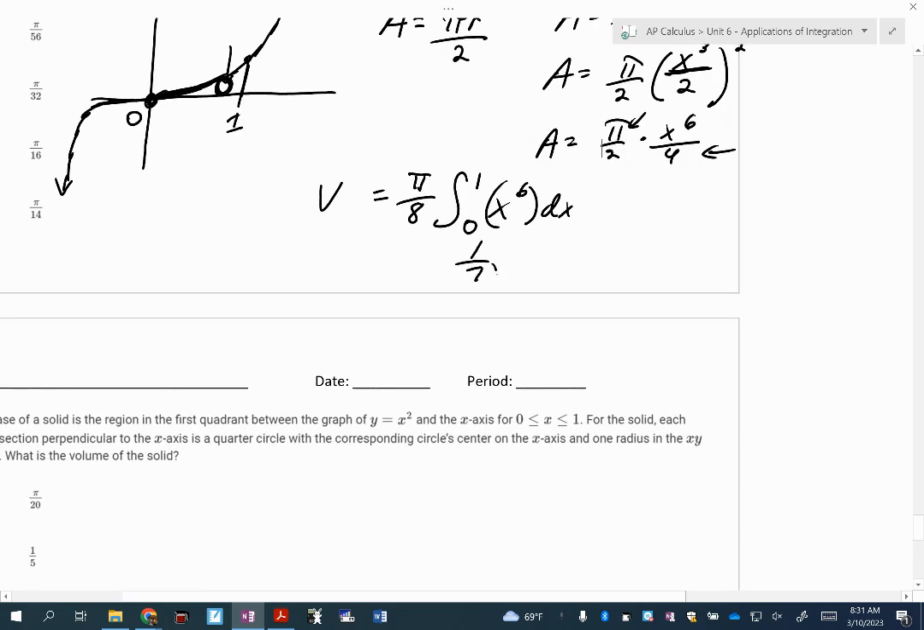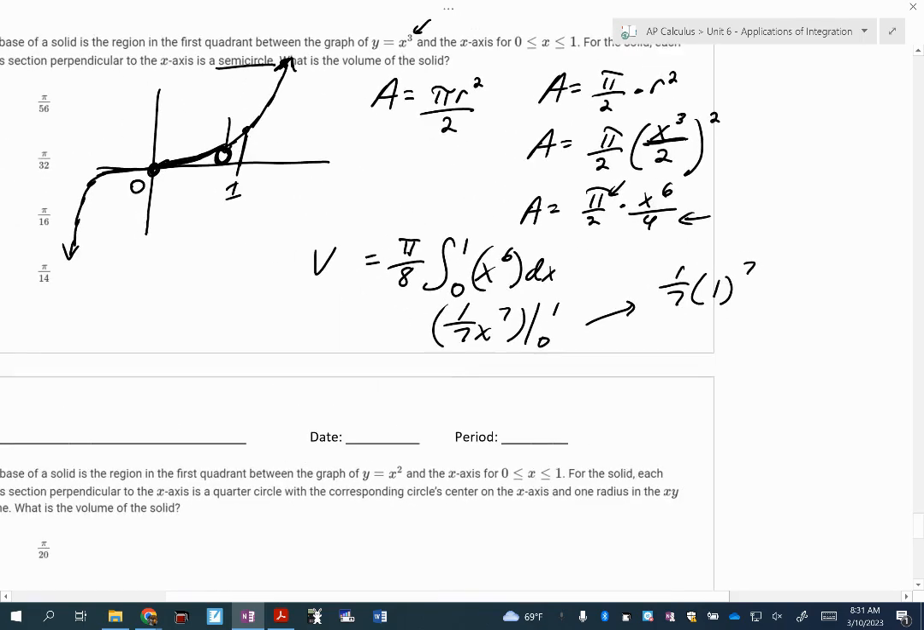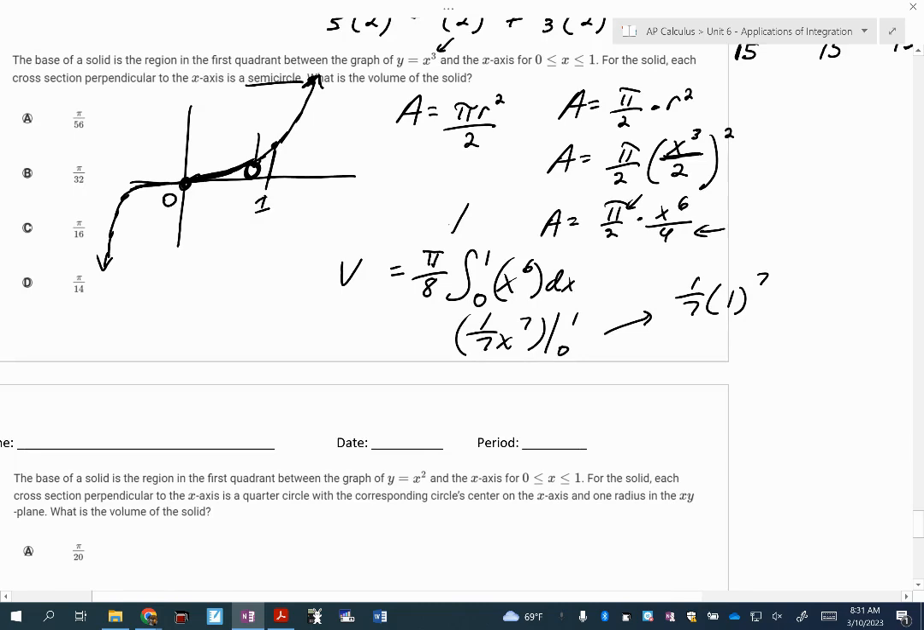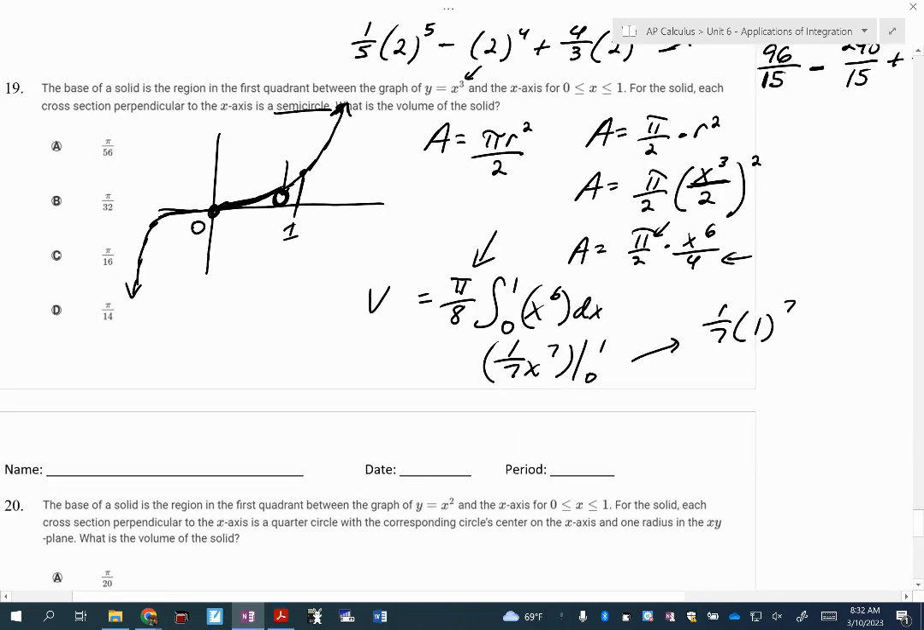So I have 1/7 x to the 7th power evaluated at 0 and 1. Again, I don't need to worry about 0. So it's just 1/7 times 1 to the 7th power. So that's just going to be 1/7. But remember, at the end of the day, I still need to multiply by my pi over 8 that's out front. So pi over 8 times 1/7 is going to be pi over 56.